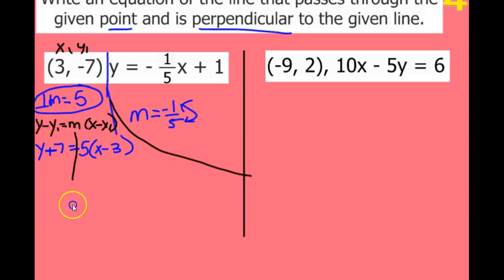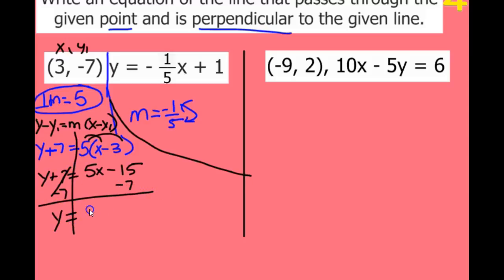So then let's distribute. 5 times x is 5x. 5 times negative 3 is negative 15. And then subtract 7. So we have y equals 5x, and then these are all negatives, a negative 15 and a negative 7. We're going to add them all up. That should give us a negative 22.